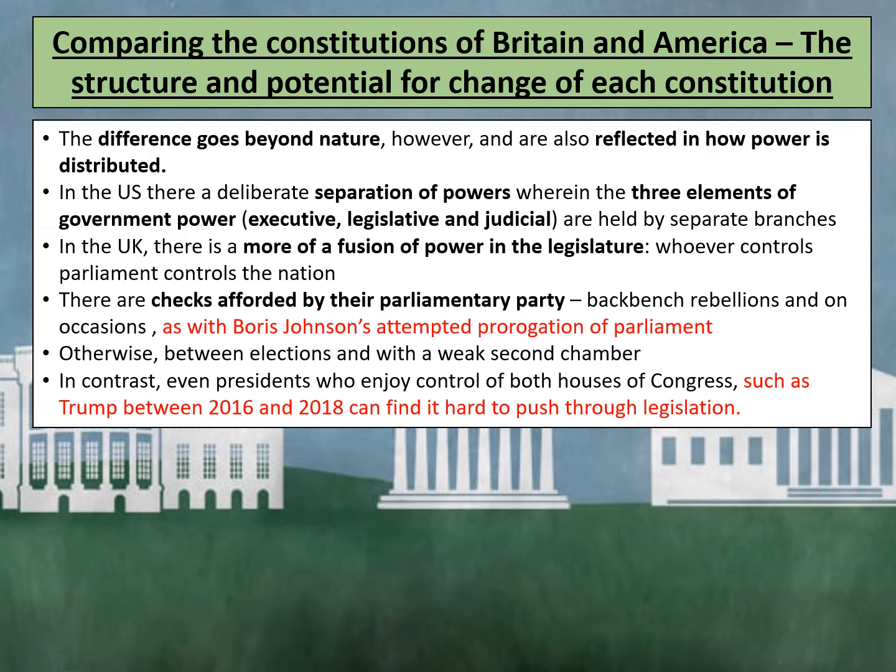The differences go beyond nature, however, and are also reflected in how power is distributed. In the US, there is a deliberate separation of powers, wherein the three elements of government power are held by separate branches. In the UK, there is more of a fusion of power in the legislative. Whoever controls Parliament controls the nation. There are checks afforded by their parliamentary party, backbench rebellions, and on occasions, as with Boris Johnson's attempted prorogation of Parliament. Otherwise, between elections there are few checks, with a weak second chamber. In contrast, even presidents who enjoy control of both houses of Congress, such as Trump did between 2016 and 2018, can find it hard to push through legislation.